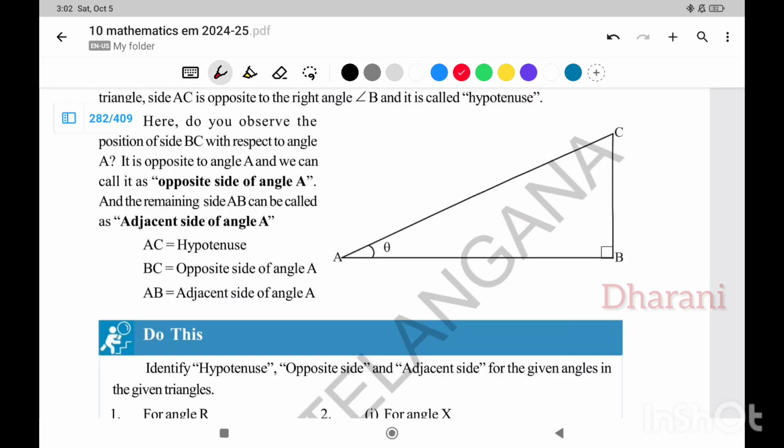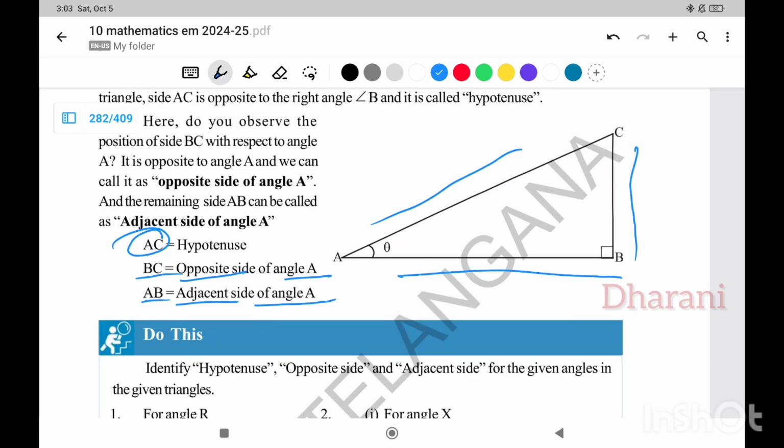Here this is triangle ABC. This is the right angle. Right angle means it's 90 degrees. This is angle A, indicated with theta. Exactly opposite the side of theta is known as the opposite side. This is the adjacent side. This is the hypotenuse. Here AC is the hypotenuse, BC is the opposite side of angle A, and AB is the adjacent side of angle A.